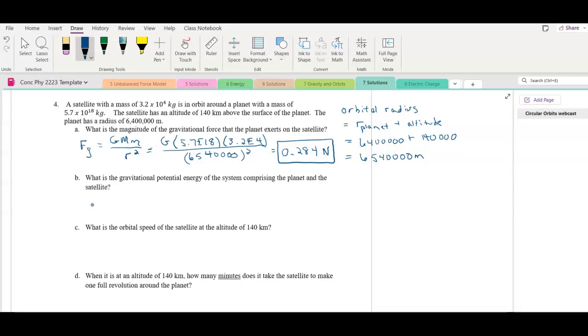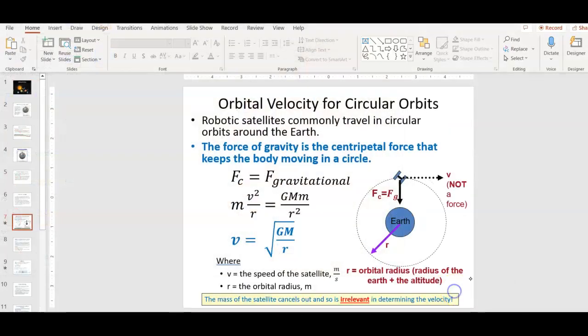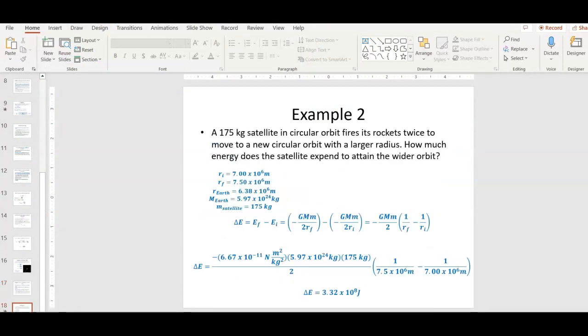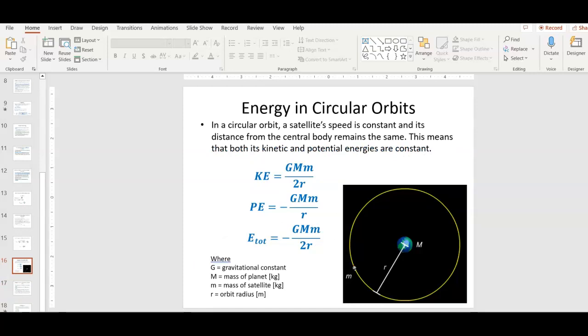Okay, so then it says, what is the gravitational potential energy of the system comprising the planet and the satellite? So I remember that the gravitational potential energy of a satellite is always negative, right? And we'll go remind ourselves of that equation. It's negative G times the product of the masses divided by R.